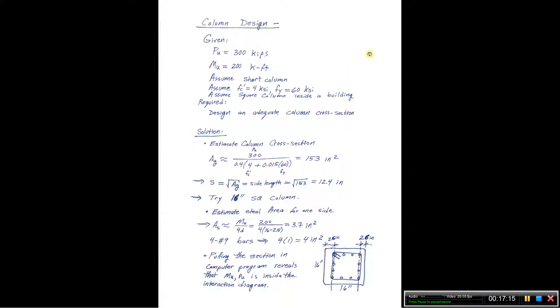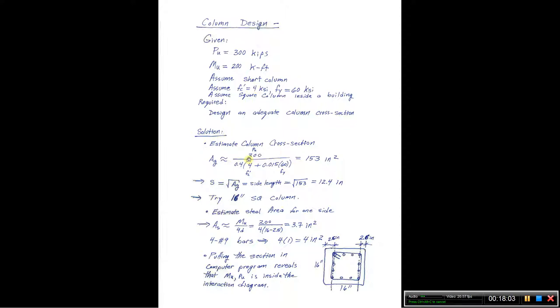Now, if we were going to do a column design, here is an example of that. And in this case, I am just going to give you some axial forces and a moment for the column. So P sub U is 300 kips, M sub U is 200 kip feet, and we're assuming a short column. Here's some column material strength properties. The ultimate strength for concrete is 4 KSI, and the yield strength for the steel is 60 KSI. We're going to assume a square column inside a building, and we want to design an adequate column cross section for these forces up here, these factored loads.